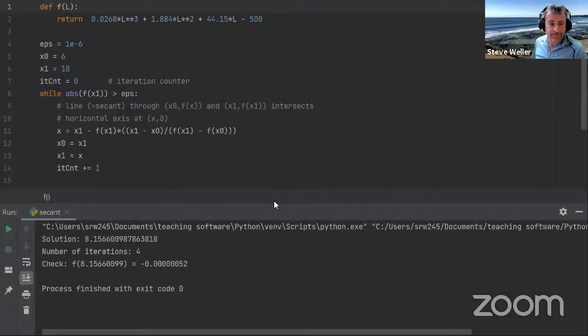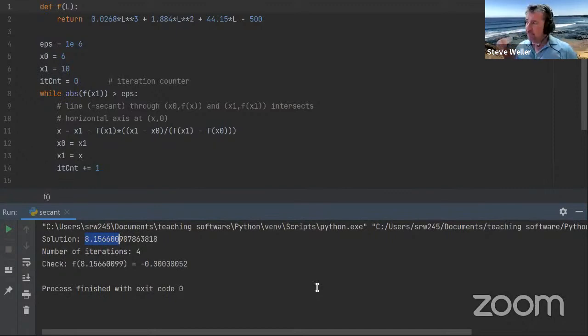And here we go. What you observe is the same answer, at least to about 6 decimal places, 8.1566. Notice how few iterations are needed. In this case, it's only 4. In general, the secant method is a faster way of solving problems than the bisection method, which is nice to know.